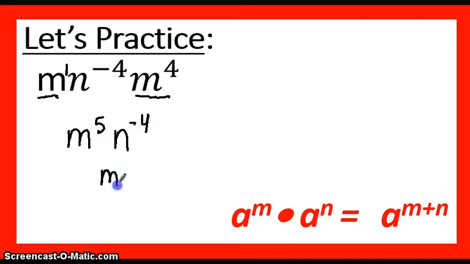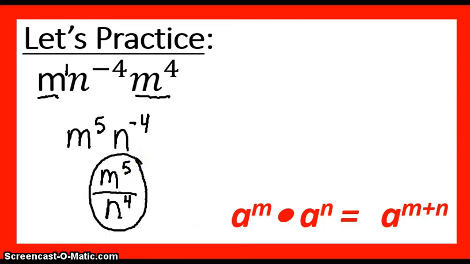M to the 5th will stay on top because it has a positive exponent. N will move to the bottom with a positive exponent. Since it was negative in the numerator, it's positive in the denominator. M to the 5th over n to the 4th is your simplified expression.